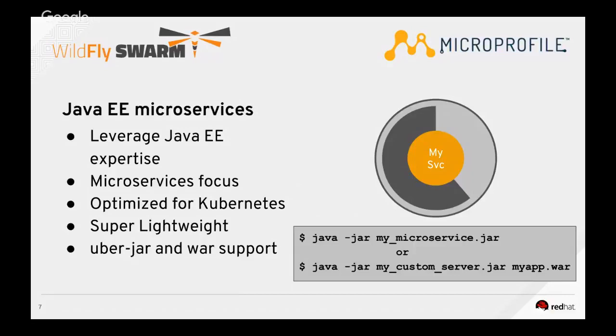So really cool. Again, microservices is the focus of Wildfly Swarm, so it's rethinking Java EE as a microservices platform by adding in MicroProfile. We also optimize it for Kubernetes. So we map the features that are available in Java EE and MicroProfile to the features that are available in Kubernetes. I think Edson's going to show some of that. So it's super lightweight with UberJar support and a WAR file support as well.